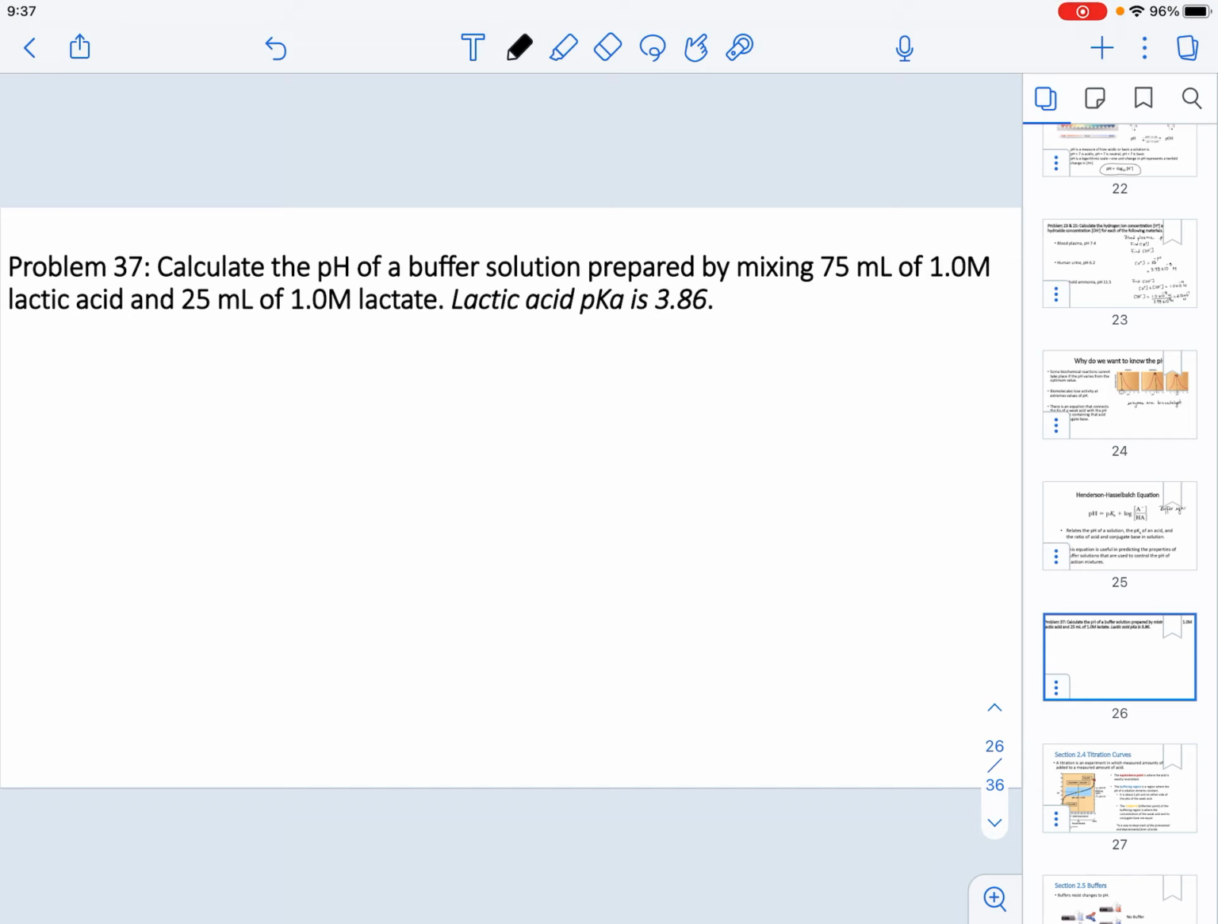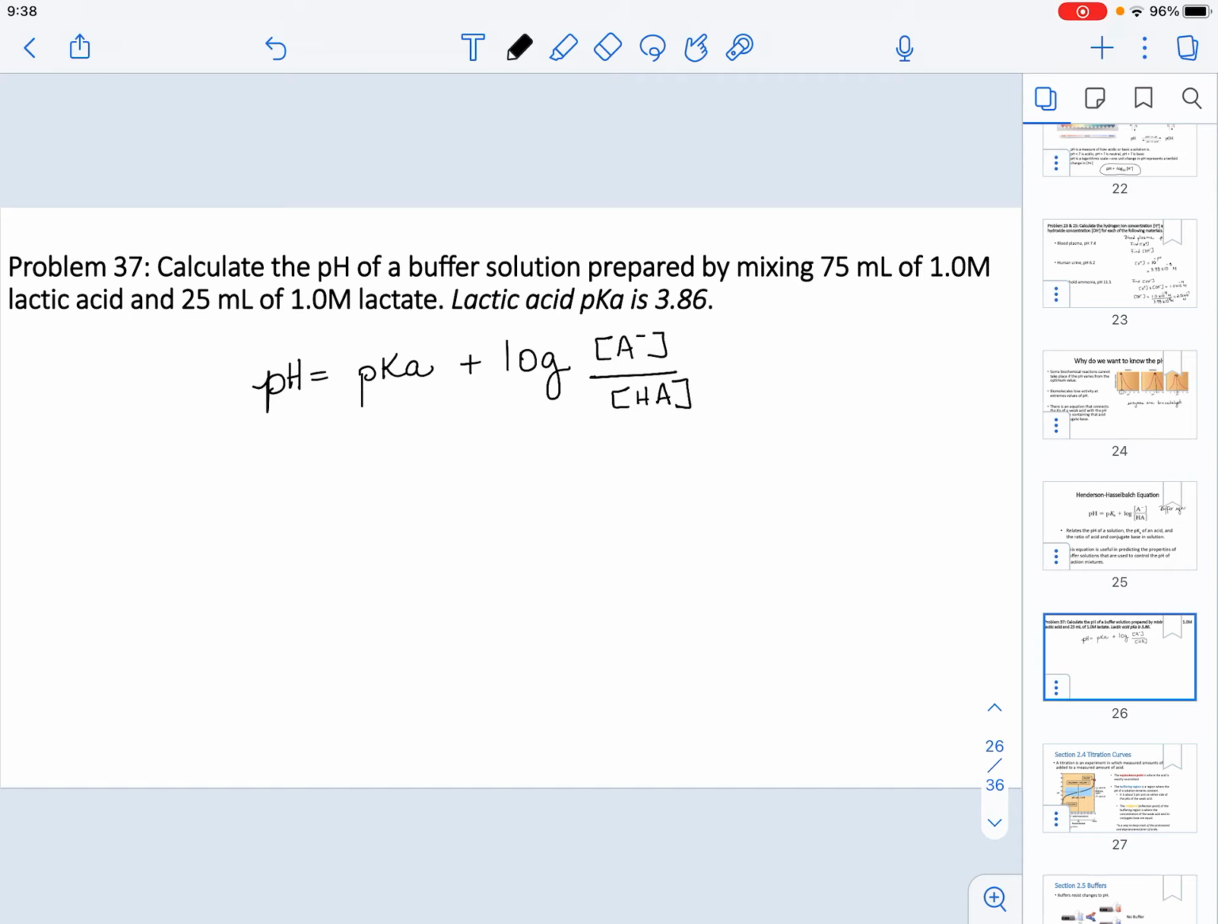In order to utilize the Henderson-Hasselbalch equation, we always need to have specifically the pKa of our weak acid, which in this case is lactic acid. Now, let's rewrite the Henderson-Hasselbalch equation, which states that pH equals pKa plus the log of the conjugate base divided by the weak acid.